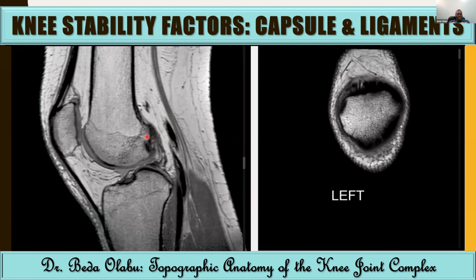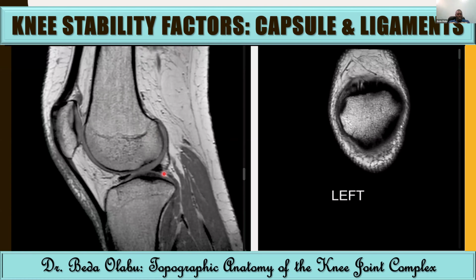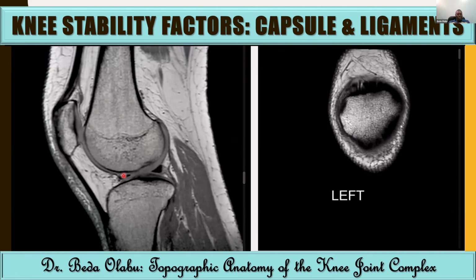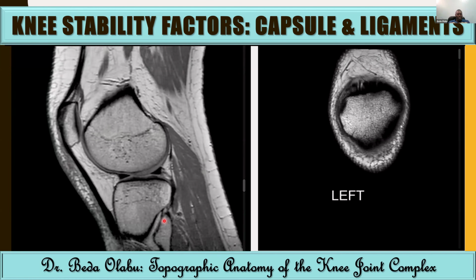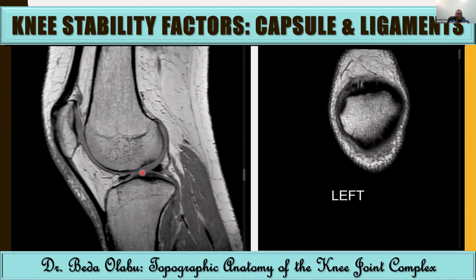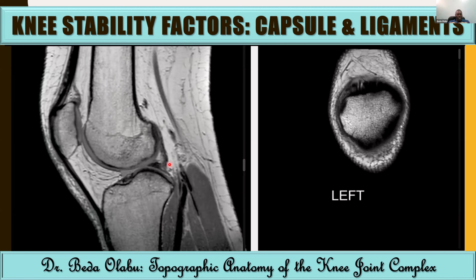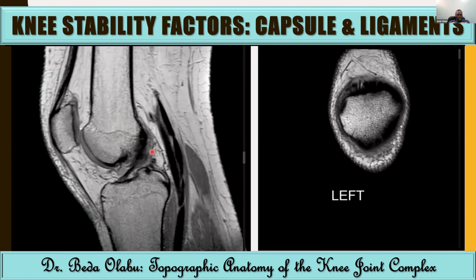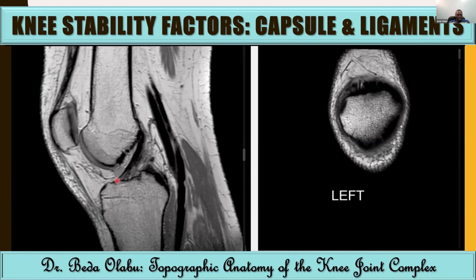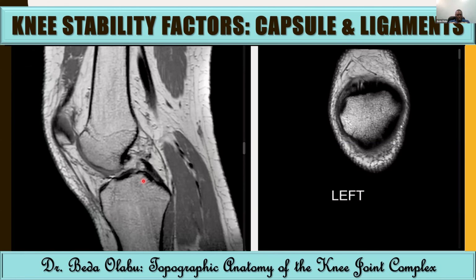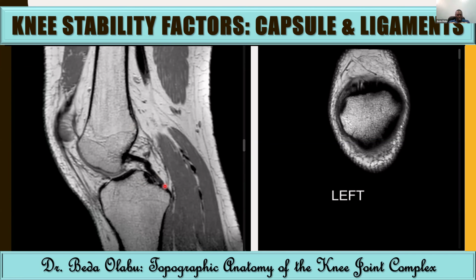Okay, we are moving to the other side. So that's meniscus. We confirm that's lateral meniscus. You can see the distance there. Back to the intercondylar area. So that's ACL from the anterior intercondylar area to the femur. And this is PCL from the posterior intercondylar area to the femur as well.